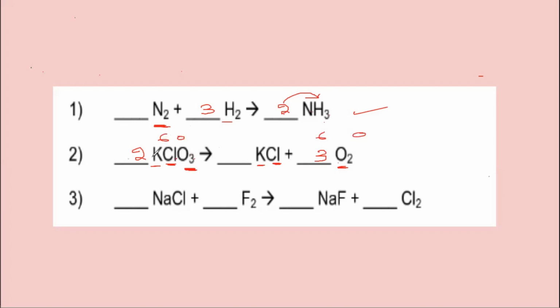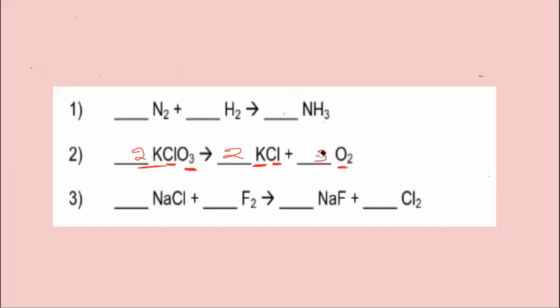2 chlorine and 2 potassium. Just simply write 2 here. Your chlorine and potassium have become 2. So if you count now, 2 potassium, 2 chlorine, 2 potassium, 2 chloride. It's not chlorine, it's chloride. 2 3s are 6 oxygen, 3 2s are 6 oxygen. Your equation is balanced.